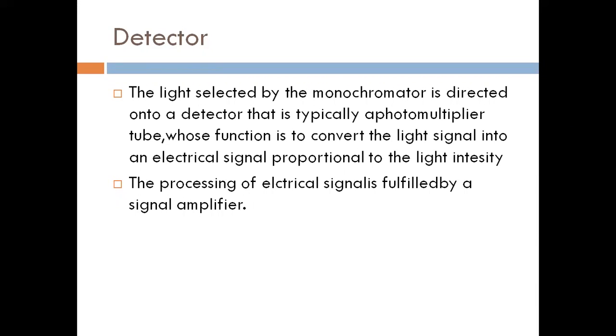detector. The detector is placed in front of the exit slit and receives the photons selected by the monochromator. So it transforms light energy into an electrical signal that is amplified and measured.